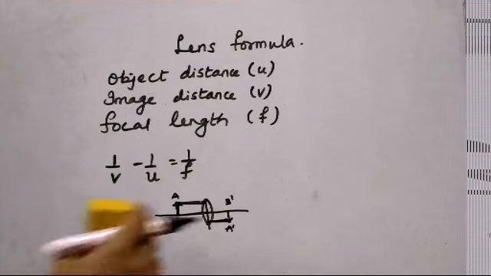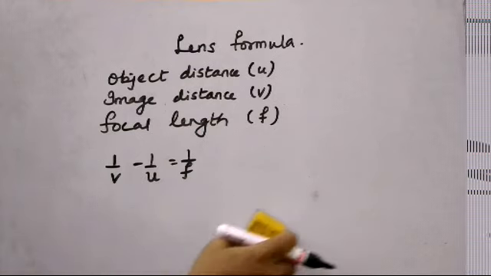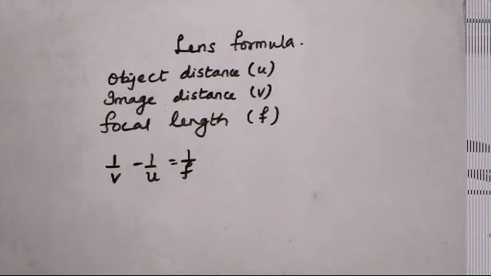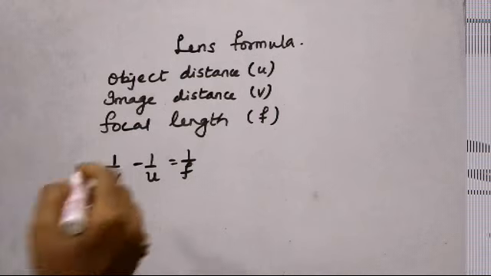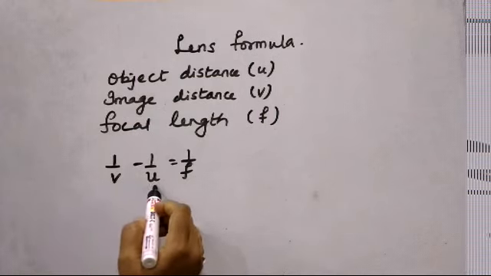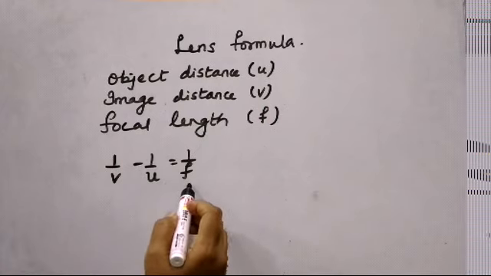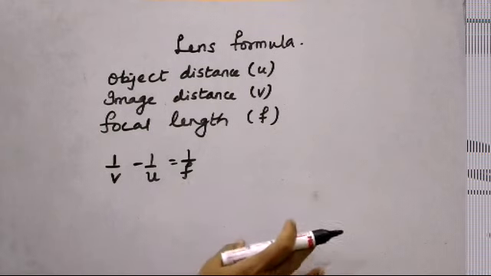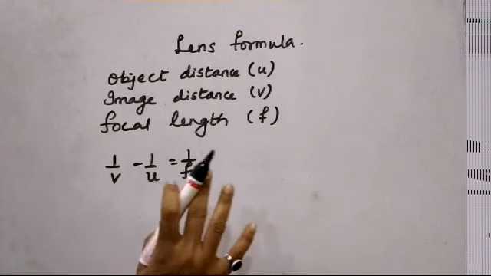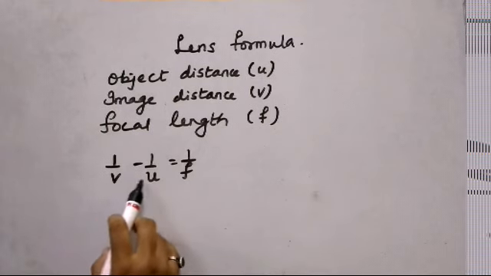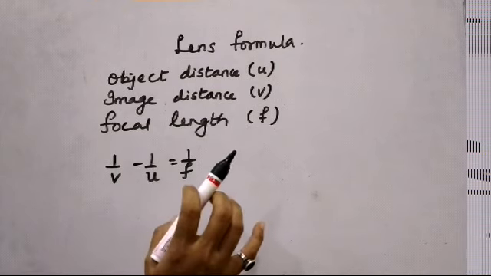Now there is a relationship between object distance u, image distance v, and the focal length f of a lens. And this formula is called the lens formula. And the lens formula is expressed as 1 by v minus 1 by u is equal to 1 by f. Now how to derive this formula, we are not going to get into the details. You just remember the lens formula: 1 by v minus 1 by u is equal to 1 by f.